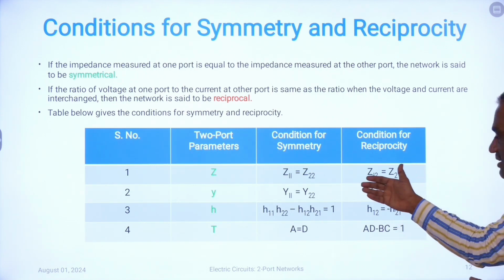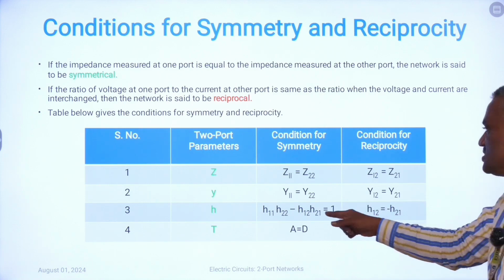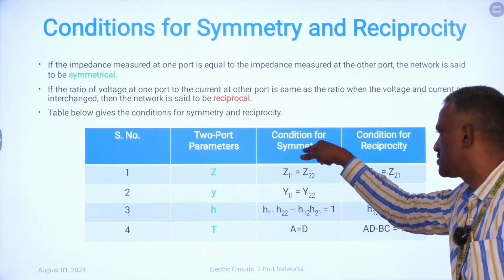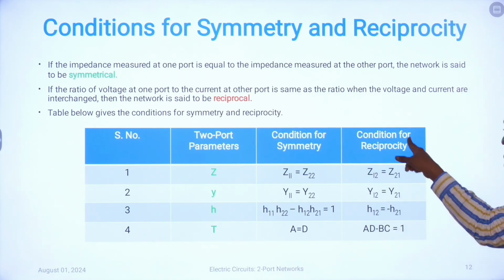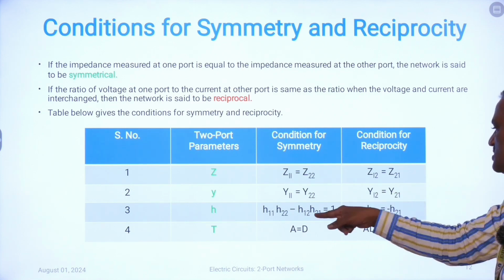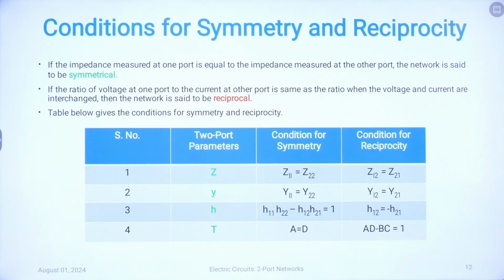Likewise, for H, the condition of symmetry is H11 H22 minus H12 H21 is equal to 1. For the H parameter, the condition of reciprocity is H12 is equal to minus H21. Finally, for the T parameter, the condition for symmetry is A equal to D, and the condition for reciprocity is AD minus BC equal to 1. These are all the conditions for symmetry and reciprocity. They ask these conditions in the GATE exam. I have one question at the end, I will discuss it.